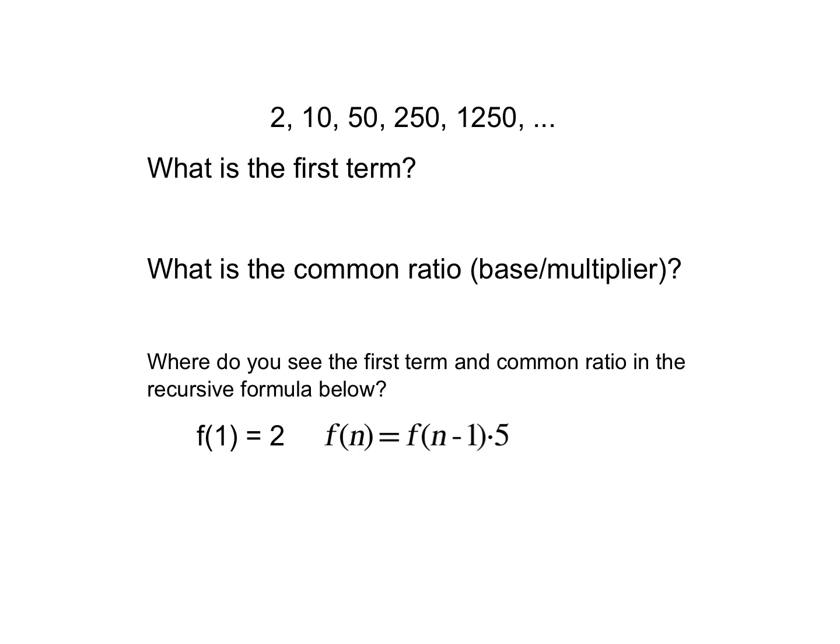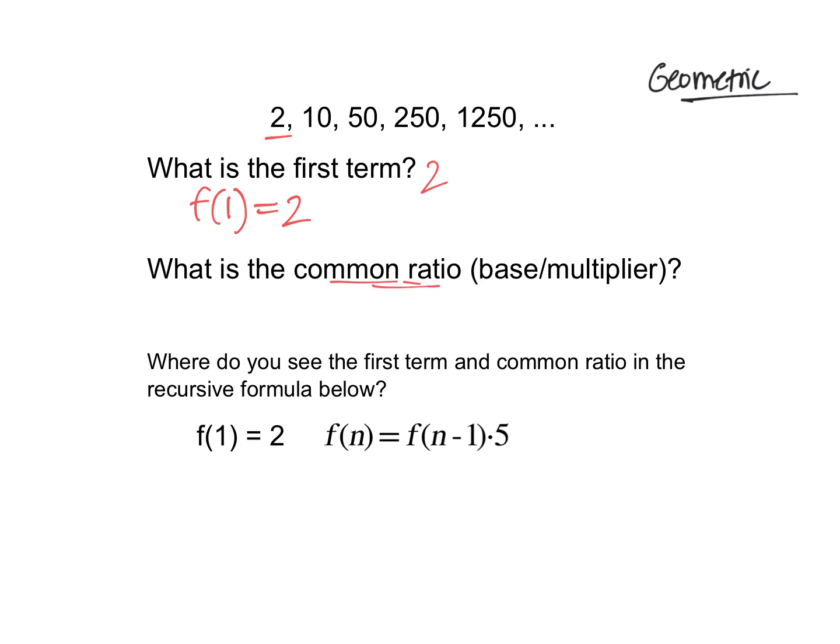All right, so here I have a sequence, and these are actually called geometric sequences, which we'll talk about a little bit more in the next slide. I have 2, 10, 50, 250, 1250. First it says, what is the first term? Well, it's clearly 2. Nobody should ever get that wrong, hopefully. So the value of the first term is 2.